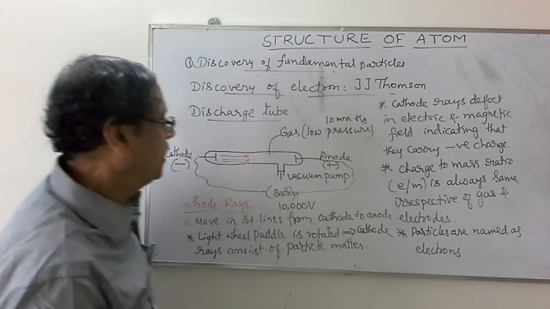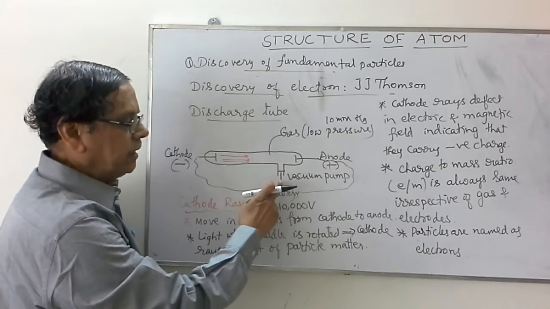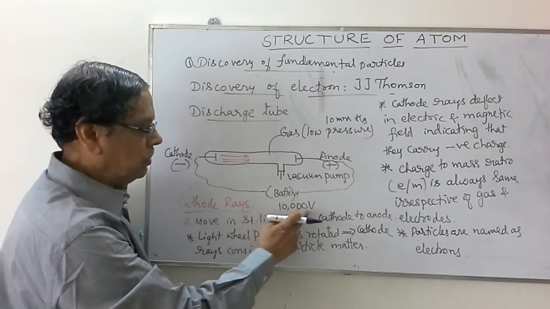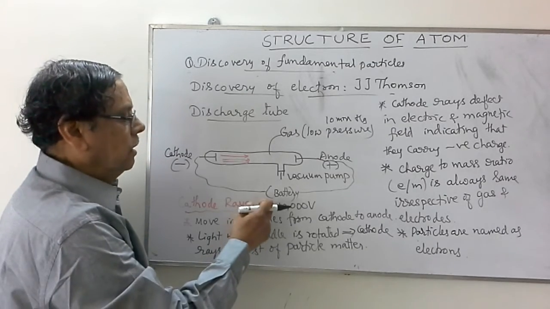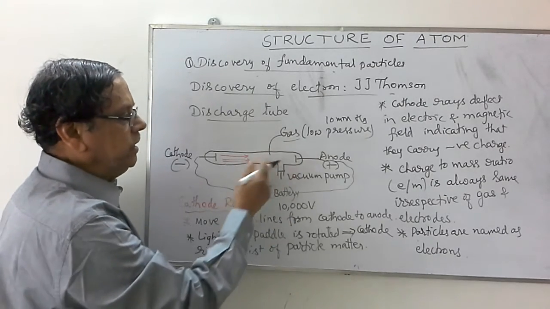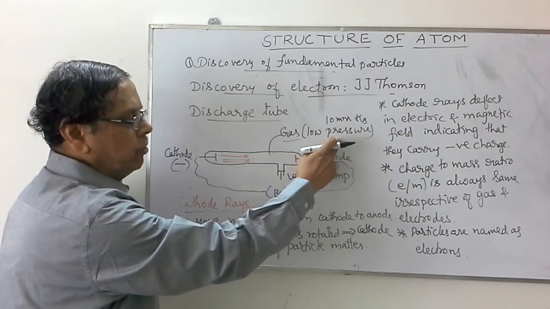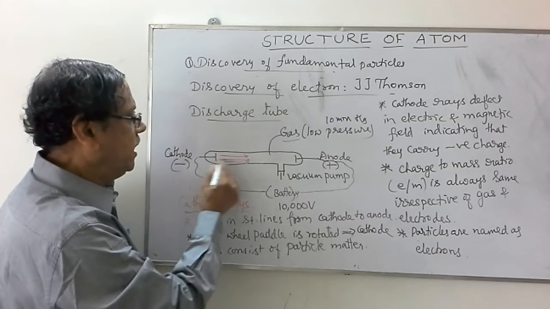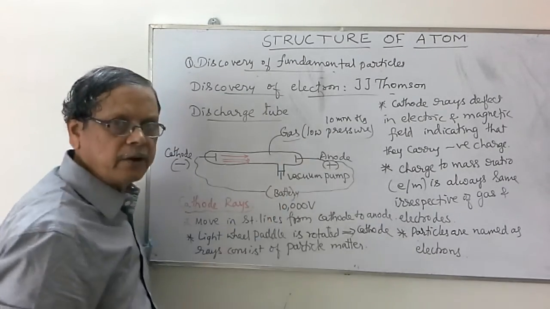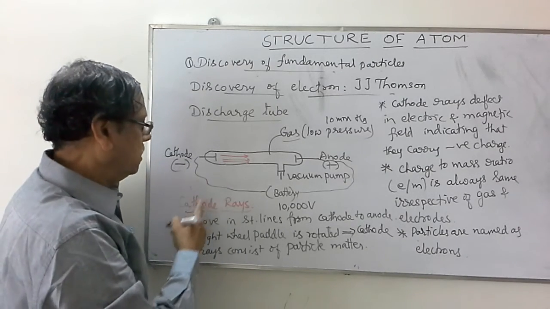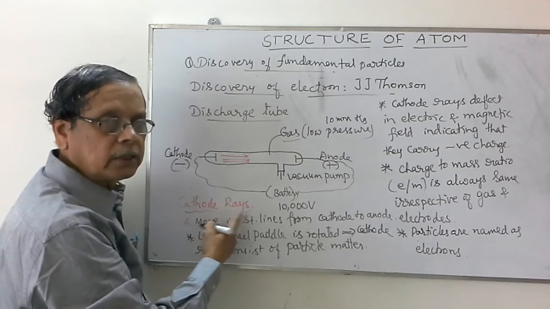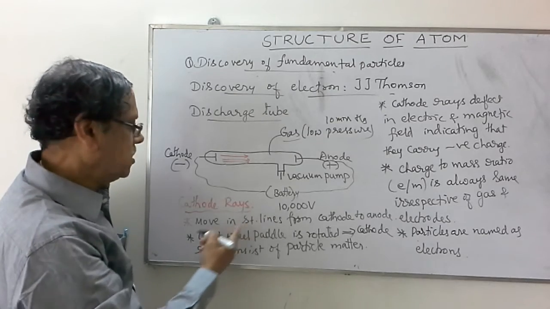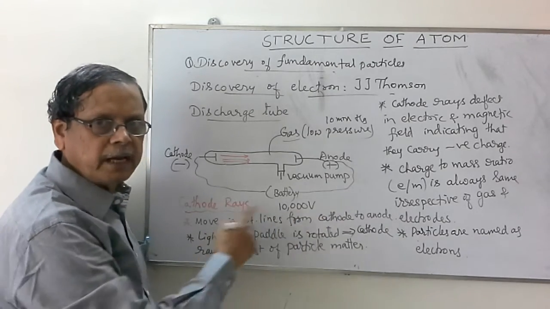In brief, you remember, there is a hard glass tube connected to a vacuum and two electrodes, cathode and anode, are connected to a battery which gives a very high voltage. Then any gas is filled in this discharge tube, maintained at very low pressure and a very high voltage is applied. Then we observe that certain radiations are emitted from the cathode and moving towards the anode. These rays which are emitted from the cathode are called the cathode rays. These cathode rays have certain characteristic properties. They always move in straight lines from cathode to anode.